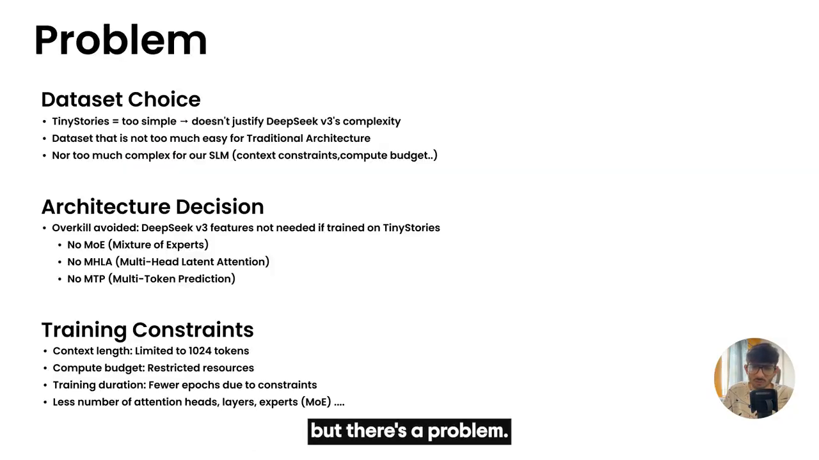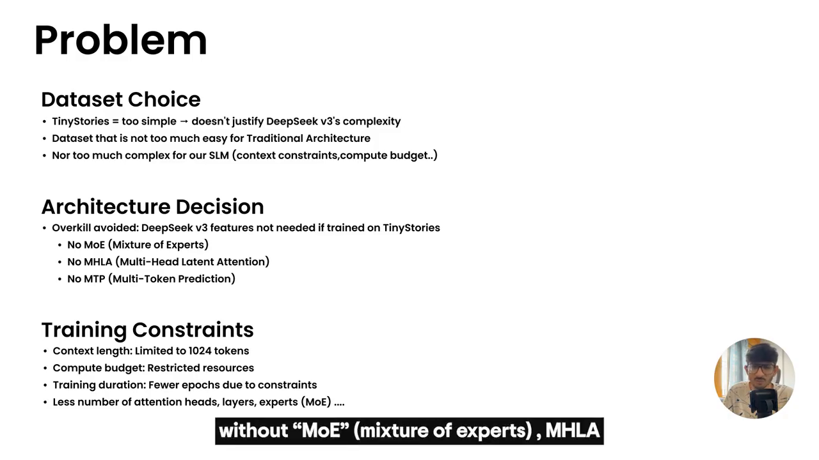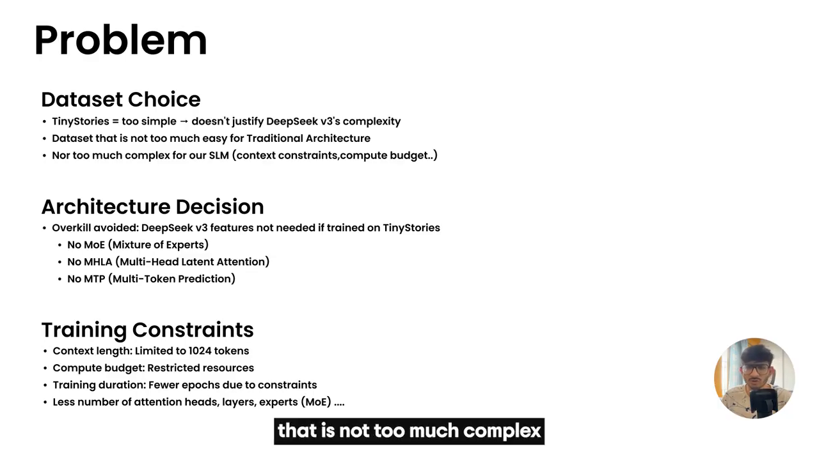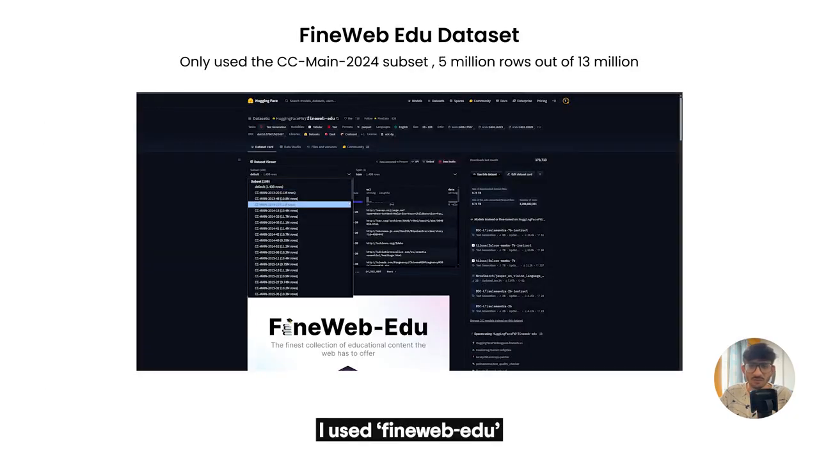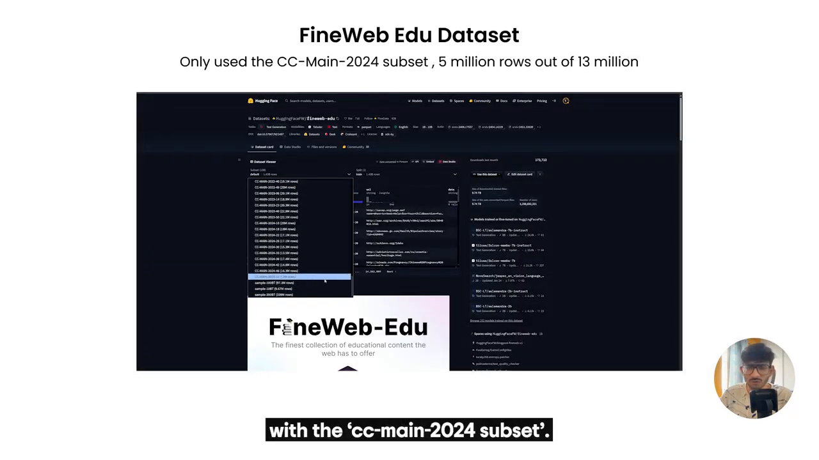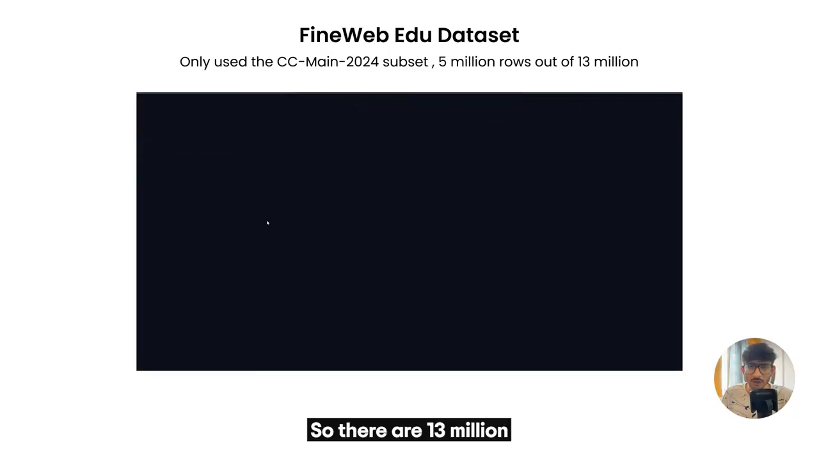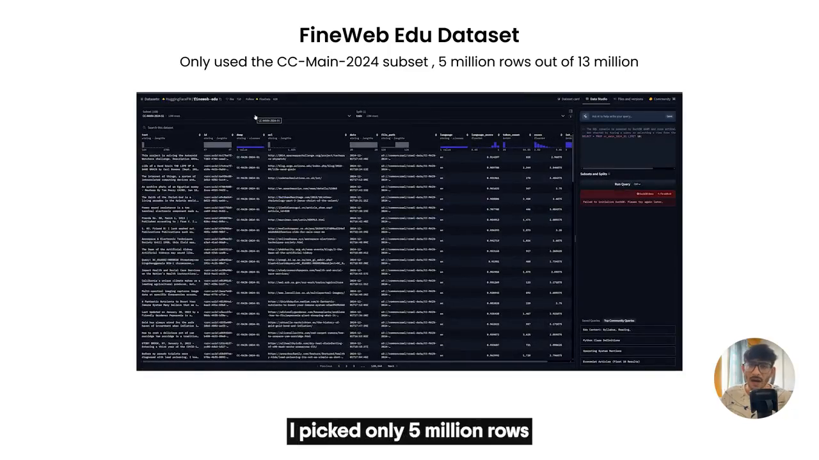But there is a problem. Traditional GPT architectures can also handle the TinyStories dataset and provide good inference without MoE, MLA or MTP. So I needed a more challenging dataset. I was searching for datasets that are not too complex for a small language model, but also not too easy for the traditional architecture. Specifically, I used FineWeb-Edu with the CC-MAIN-2024 subset. There are 13 million rows in total in that subset. I picked only 5 million rows and generated training and validation binary files.